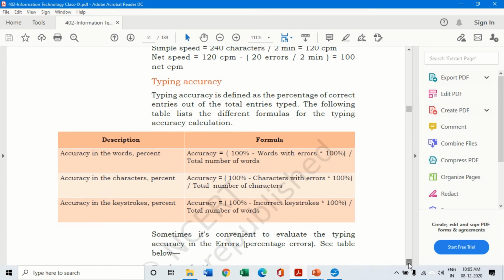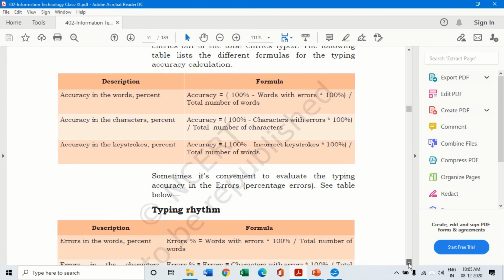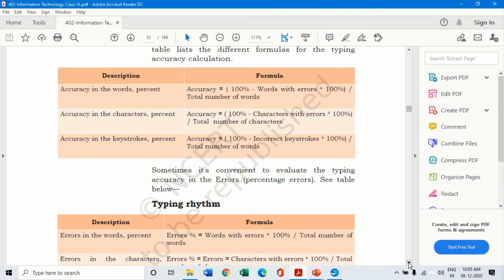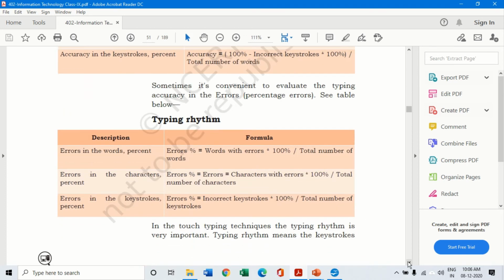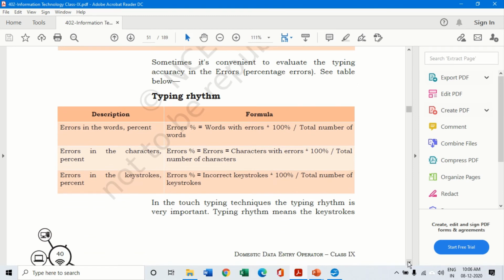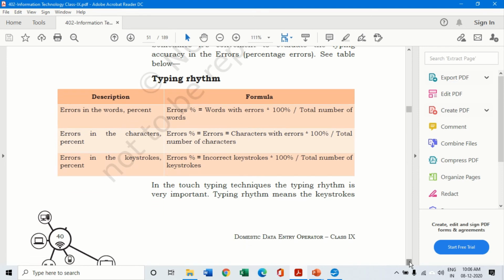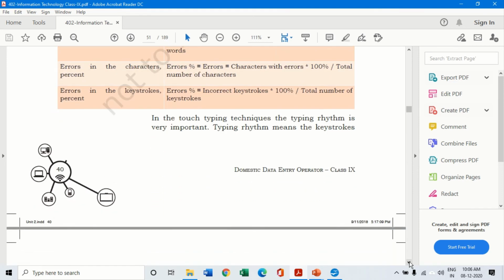Now typing accuracy is how accurately words are typed. So accuracy is measured in words, in characters and in keystrokes. Again, there are certain formulas which are followed: 100% minus the words in error gives the accurate words out of the total number of words. Similarly for characters, and similarly for keystrokes. Now typing rhythm. Again, there is a formula for calculating your actual typing rhythm in words, characters and keystrokes.